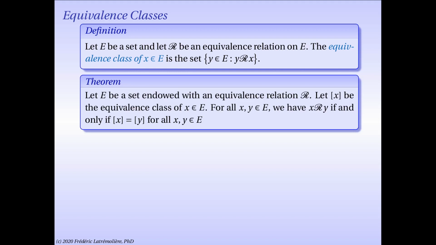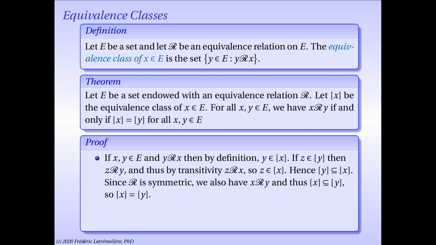The main observation is that equivalence classes encode the equivalence relation completely in the following sense. If you have a set E endowed with an equivalence relation, and if I have two elements x and y in E, then x is equivalent to y if and only if the equivalence class of x equals the equivalence class of y.